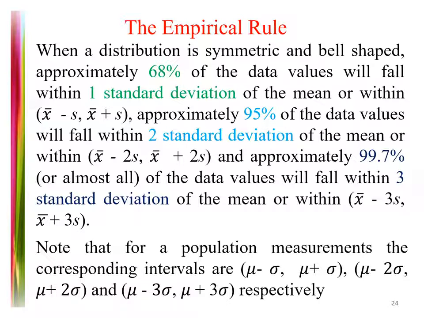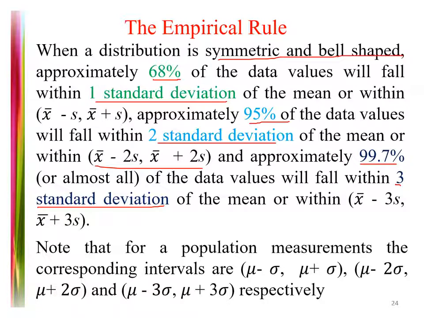Chebyshev's inequality can be applied to any distribution, symmetric or non-symmetric. The empirical rule we can apply only to a symmetric or bell-shaped curve. When a distribution is symmetric or bell-shaped, approximately 68% of the data fall within one standard deviation, 95% of the data fall within two standard deviations, and 99.7% of the data fall within three standard deviations. One standard deviation means x bar plus or minus s, two standard deviations means x bar plus or minus 2 times s, and three means x bar plus or minus 3 times s.